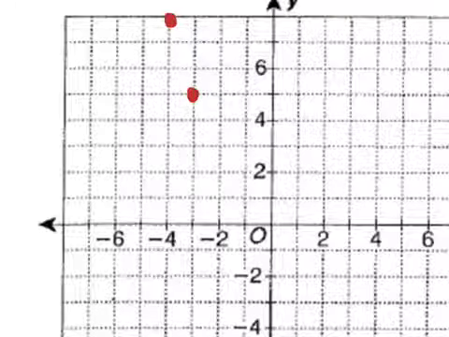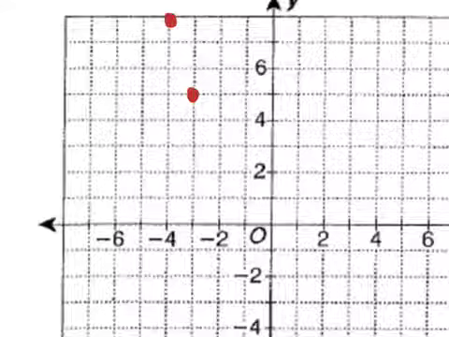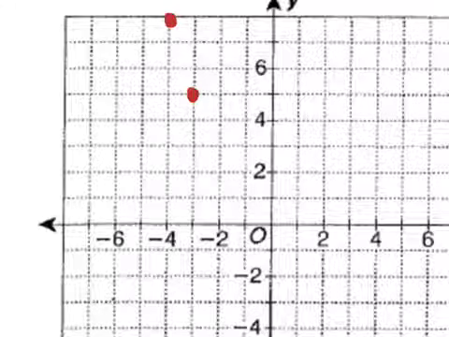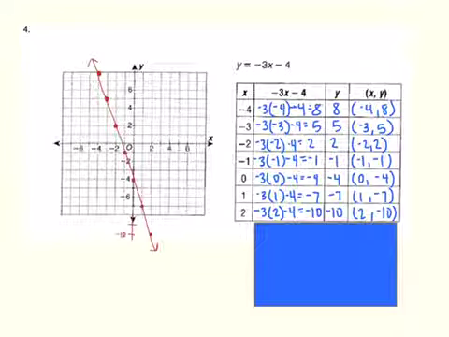Now put the video on pause again and finish graphing it out, and then you can hit play to see the answer. Your graph should have looked like this. And an important thing to remember is that in this whole unit, all you've dealt with is straight lines. So when you graph it out, if it's not a straight line, you know you've done something wrong.